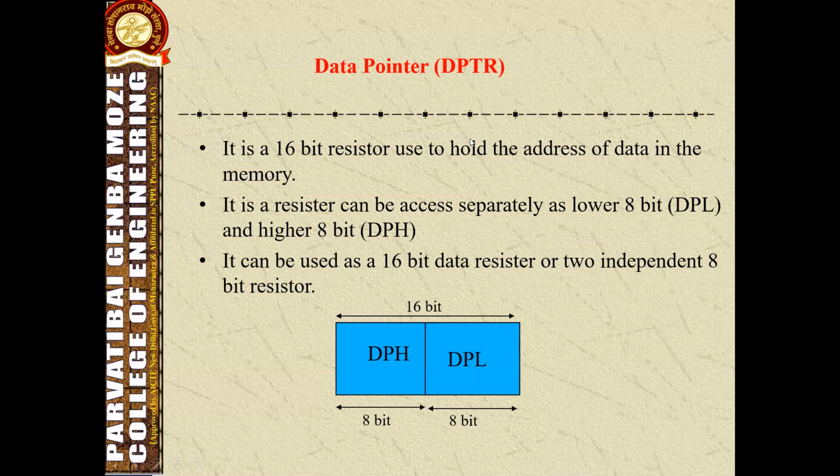This is a data pointer. What's the data pointer? The data pointer is a 16-bit register. It is used to hold the address of data in memory, whereas the program counter holds the address of the memory or the instruction.